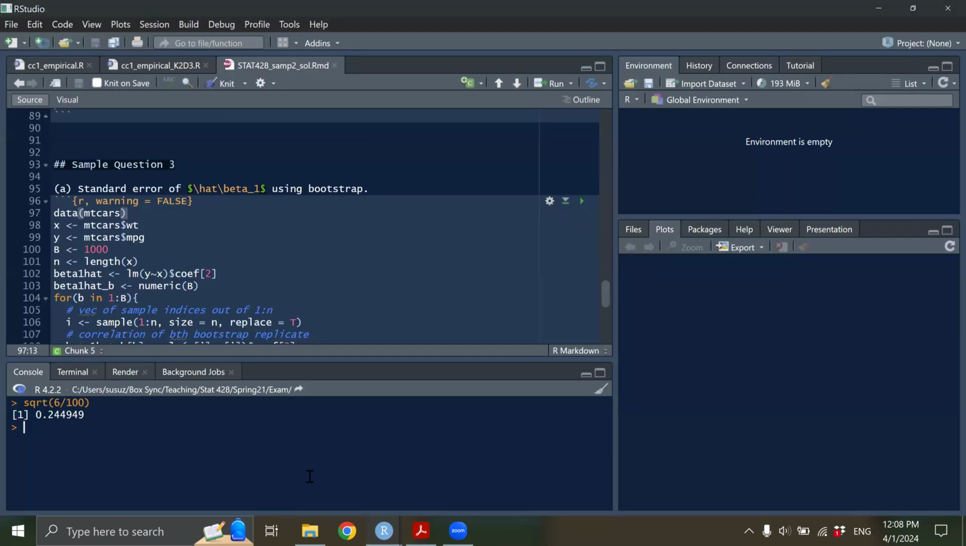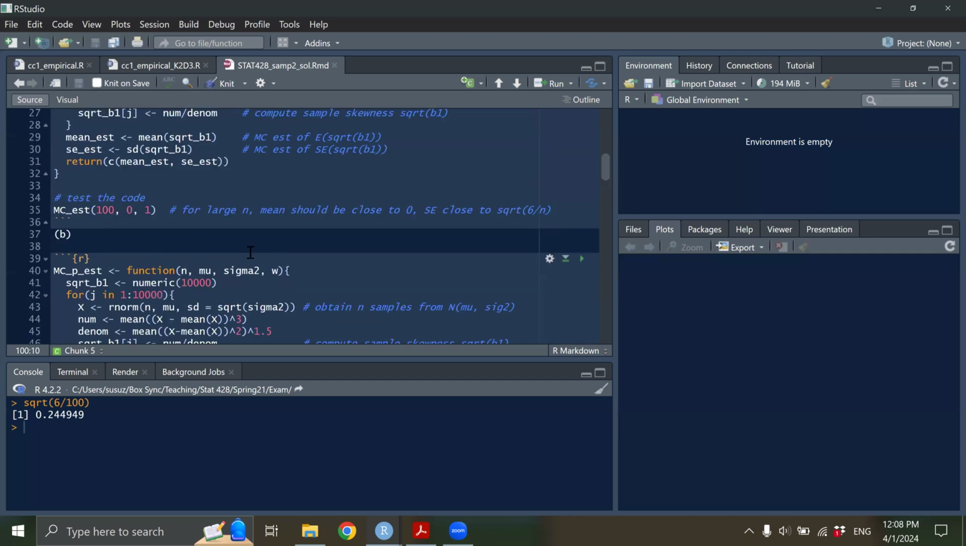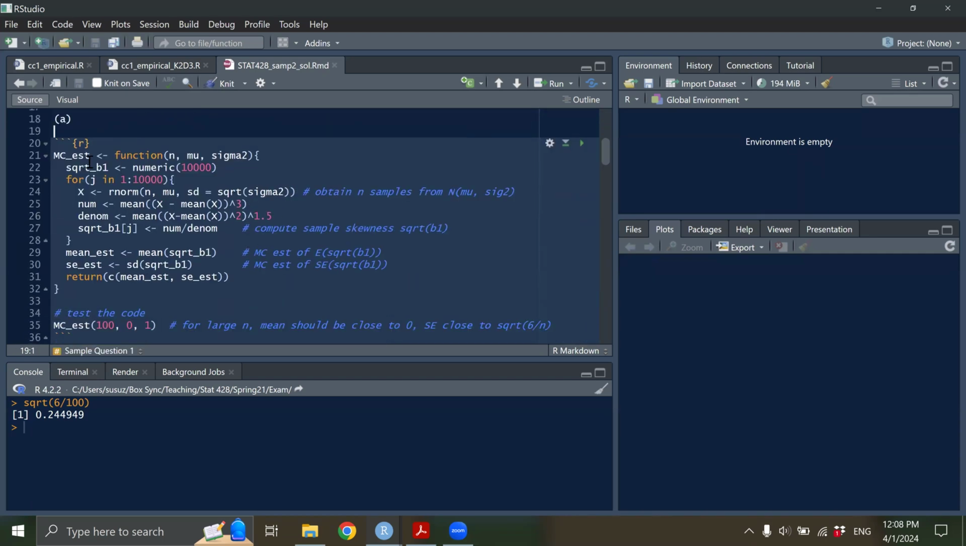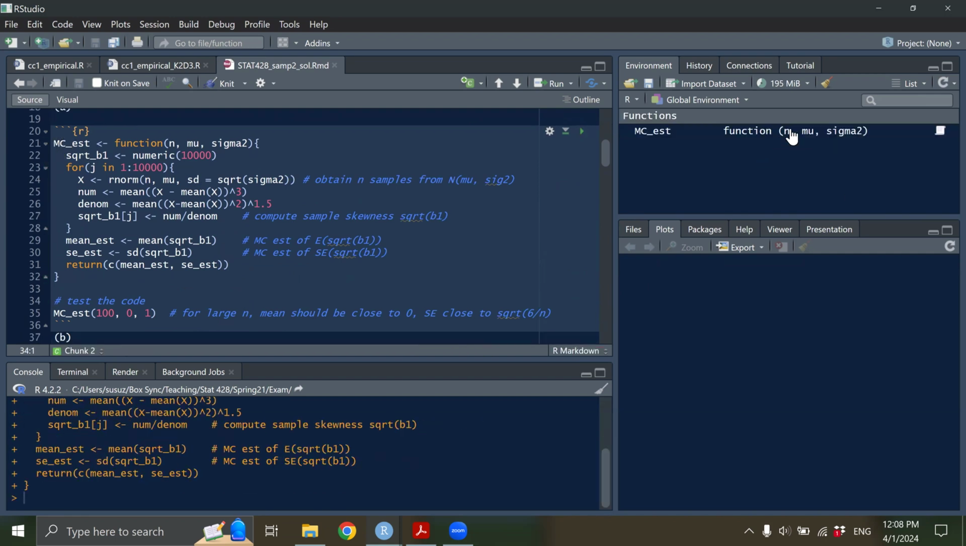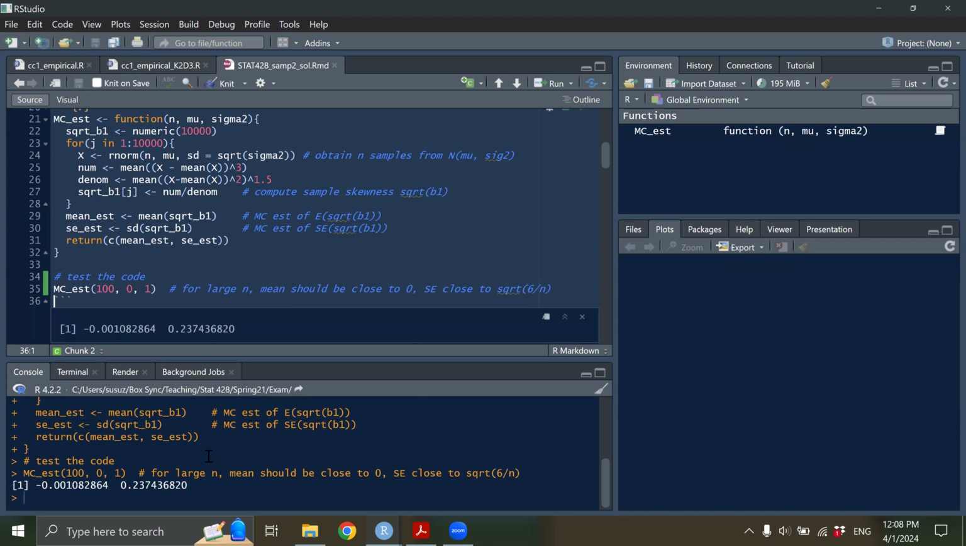So now let me quickly run the code so you get an idea of what each step is inside here. This MCF function, essentially you can see that it's going to take the arguments n, mu, and sigma squared, and then applying this, you get the two numbers that are close to what we would expect theoretically.